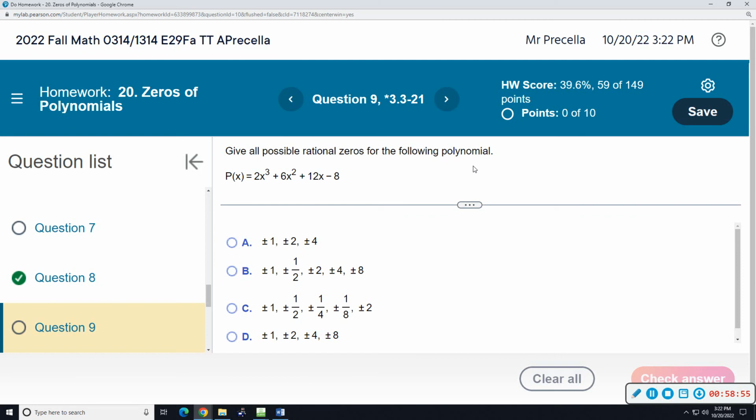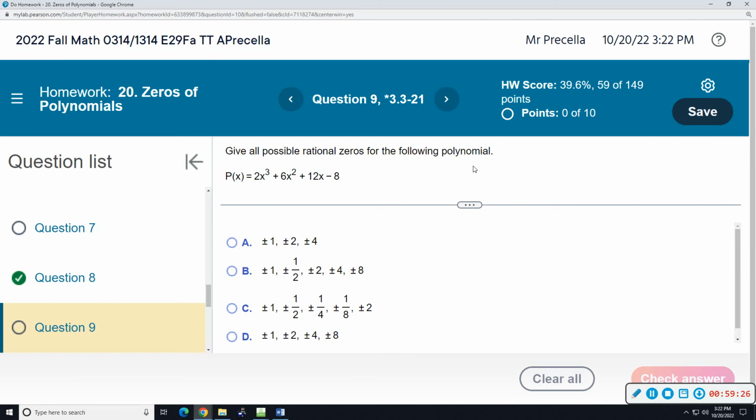P of x is 2x to the third plus 6x squared plus 12x minus 8. So, suppose we weren't given that k equal number. Here's how you find it. Okay?